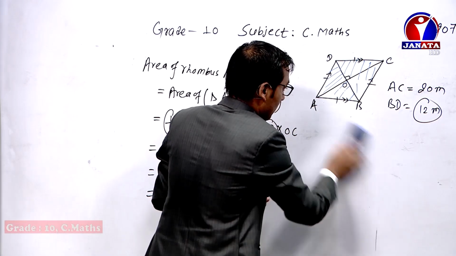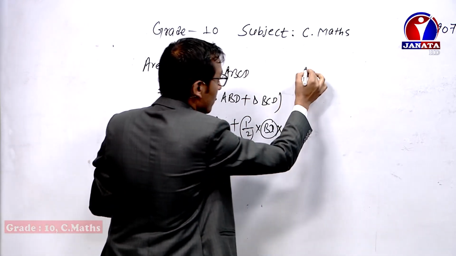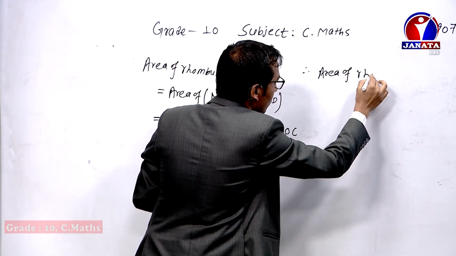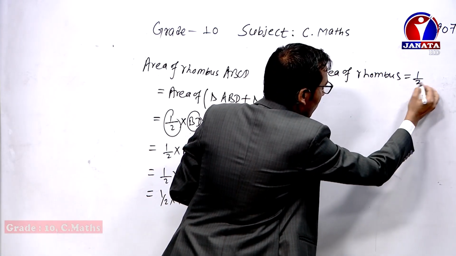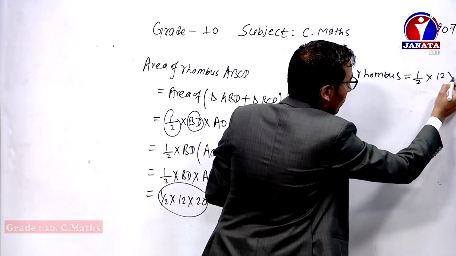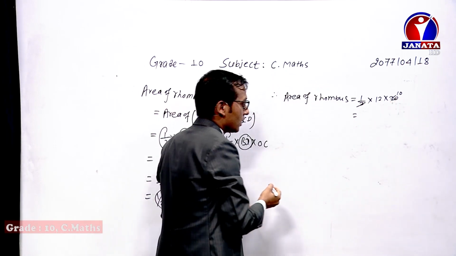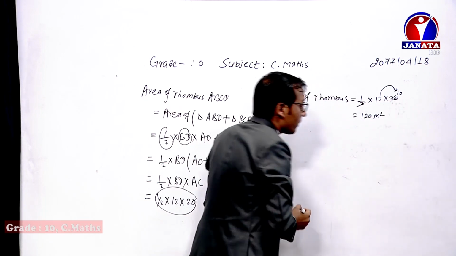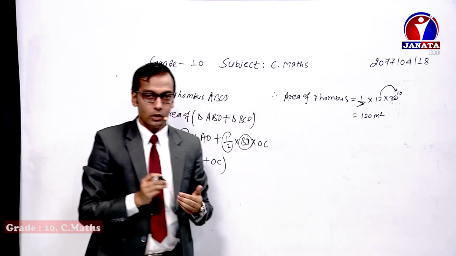We can calculate this and get the area of the rhombus. Therefore, area of rhombus is equal to 1/2 of, I am rewriting this, 12 times 20. We can cancel this 2, since 2 times 10 is 20. So what is 12 multiplied by 10? 120 square meters. So this is the area of the rhombus.